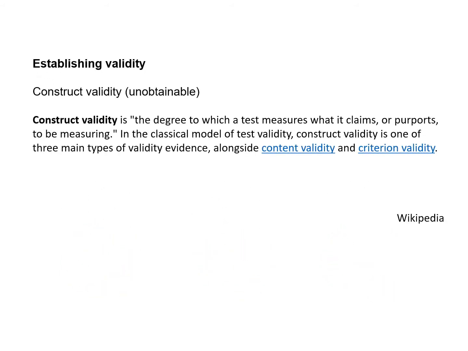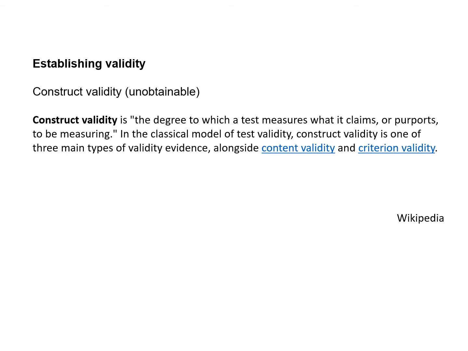So establishing validity, well, the ultimate validity, and often it's an overused term, is construct validity. That's what you're trying to obtain, or that's what you're trying to measure and what you're trying to develop in a questionnaire. However, it's worth noting at this point that construct validity is in fact unobtainable. So construct validity is defined.